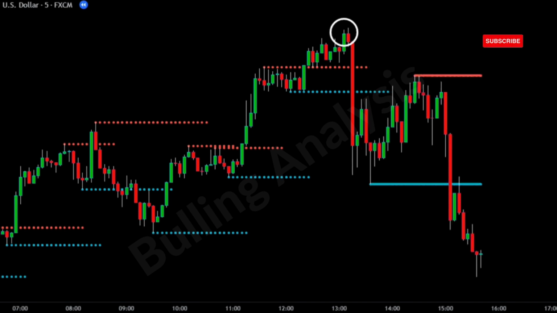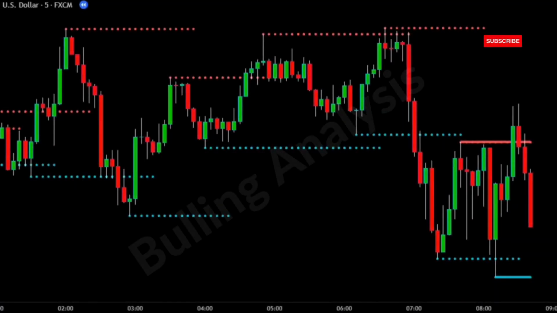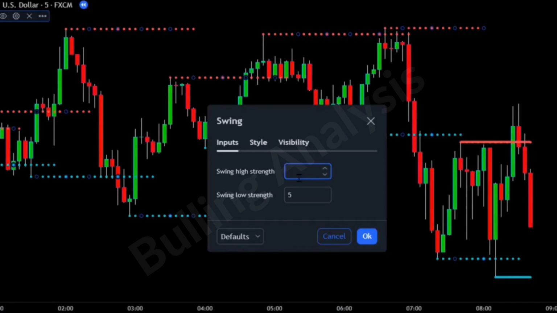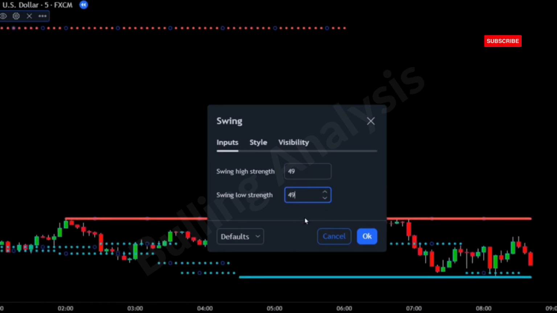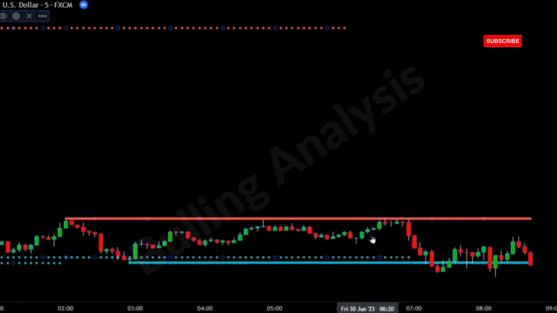So, we'll use this indicator as a price action tool to spot strong breakouts. But to make it even better, we need to adjust the indicator's settings. Simply double-click on the indicator and change the swing high strength to 49. And do the same for the swing low length. This way, we'll only consider trades during strong breakouts.